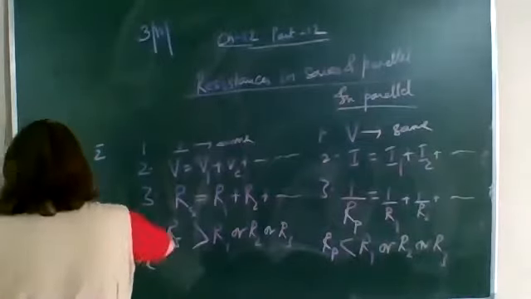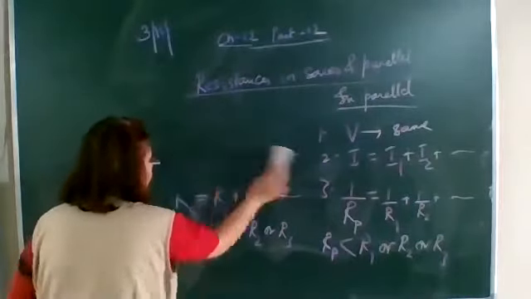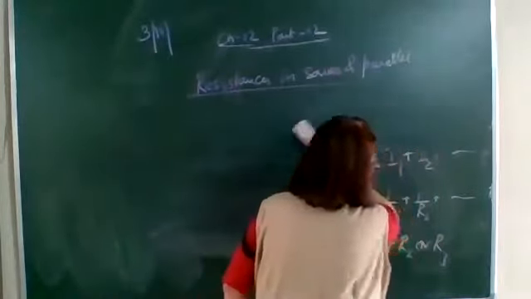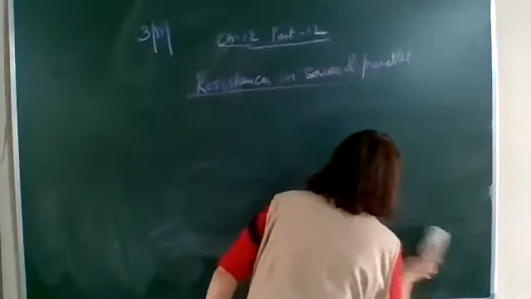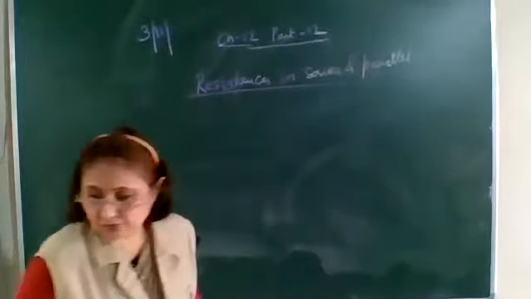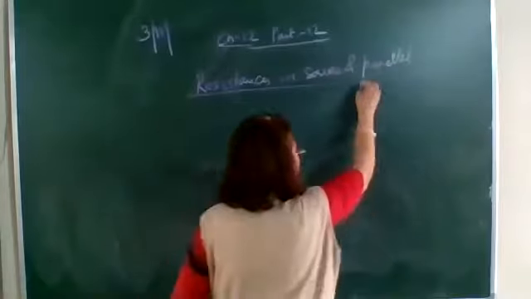Okay, now it is given that there are two conductors having some resistance. It means there are two resistances which are connected one after the other, that is, they are connected in series. So these two resistances are connected in series.